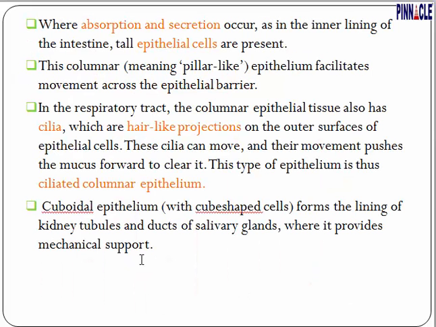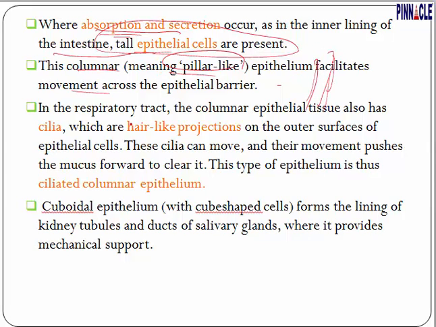Where absorption and secretion occur, as in the inner lining of the intestine, tall epithelium cells will be present. This columnar, meaning pillar-like, epithelium facilitates movement across the epithelial barrier. So this is columnar epithelium, just like the column we have seen in the diagram, present where absorption and secretion take place.